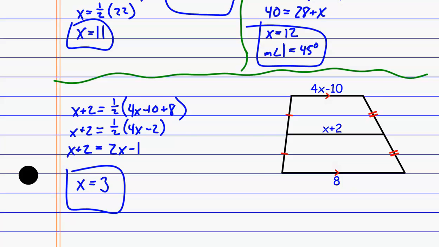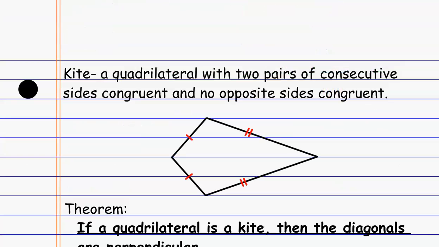Next, we're going to look at kites. And a kite really looks like a kite when it's all said and done. Well, imagine that. We call it a kite and it looks like a kite. That's amazing. But anyway, the kite is defined this way. It's a quadrilateral with two pairs of consecutive sides that are congruent, but no opposite sides that are congruent.